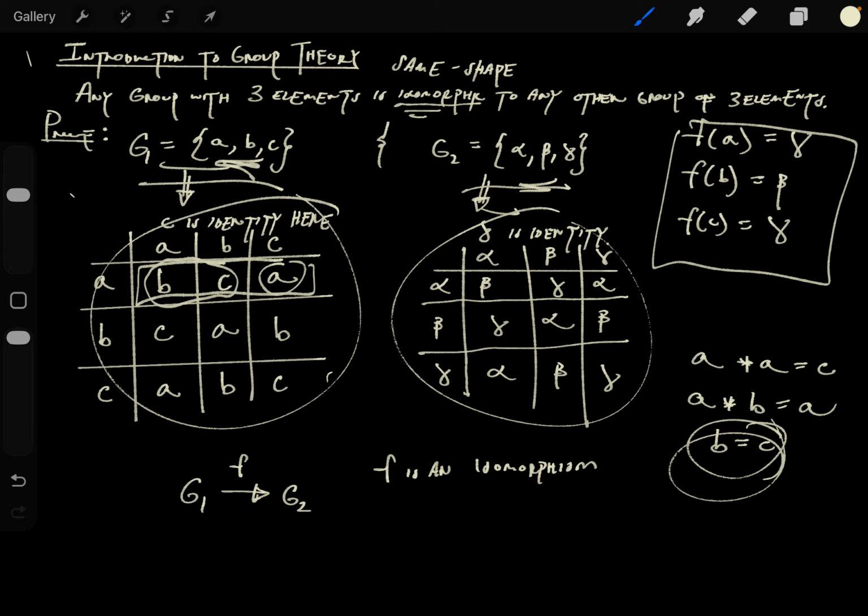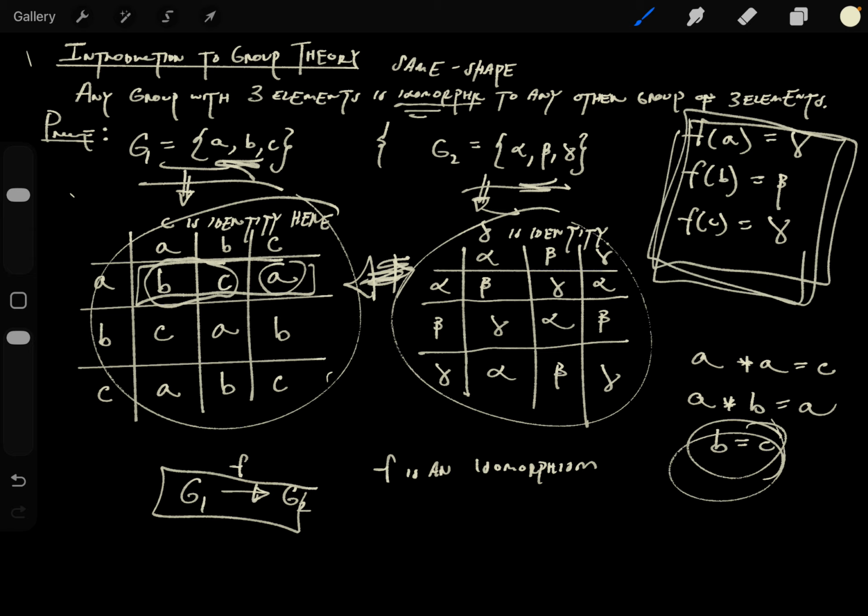But anyways, you should see that these things are exactly the same structurally, and that's why we say that G1 and G2 are isomorphic if an isomorphism exists between them. This function is the isomorphism. We say this group is isomorphic to this group if there exists an isomorphism between them. There could be many isomorphisms, but typically this gives you the idea.